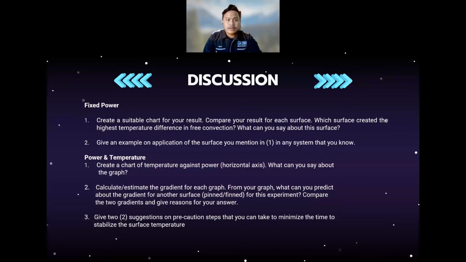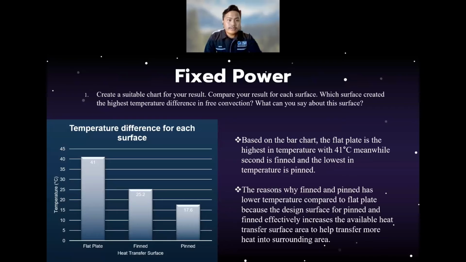So I will talk about the fixed power questions in the discussion. So first is, create a suitable chart for your result. Compare your result for each surface. Which surface creates the highest temperature difference in free convection? What can you say about this surface?